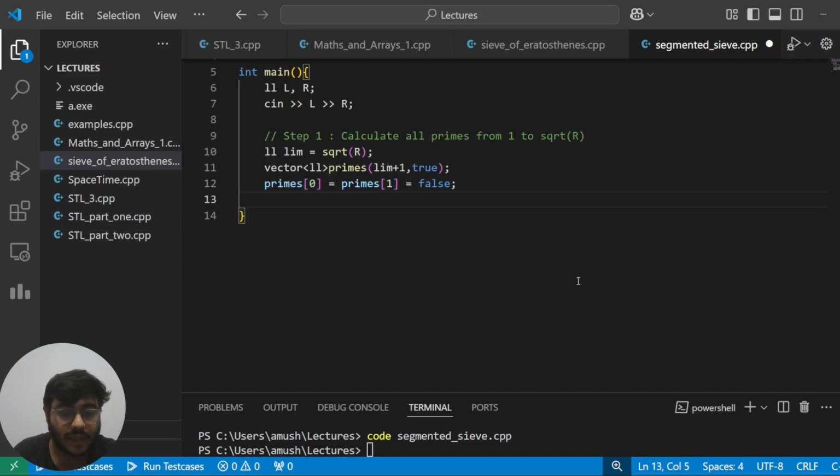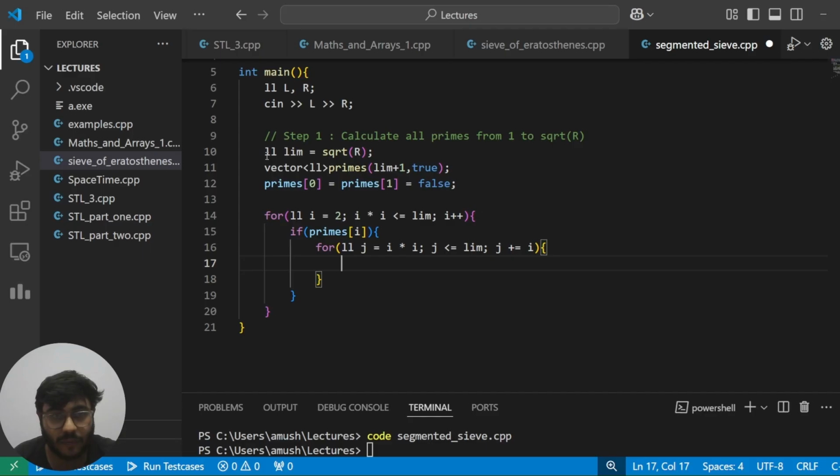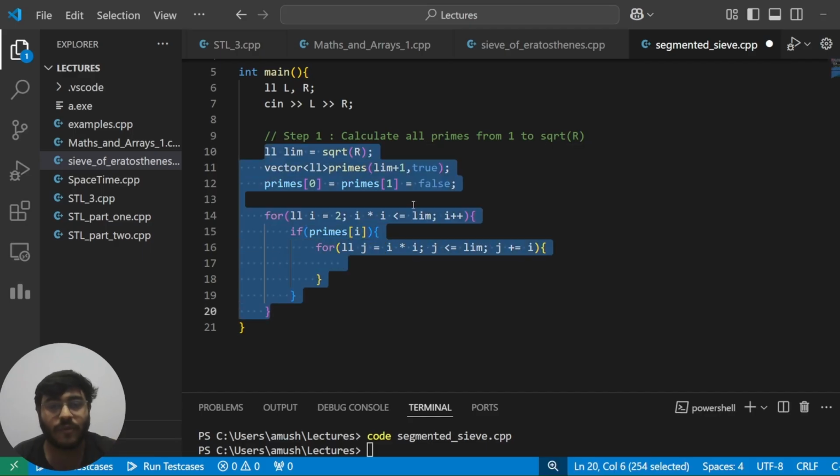Okay, so now we'll start our step 1. As we know, for i equal to 2, i into i less than or equal to limit, and i plus plus, if primes of i, since it is already prime, then for long long j equal to i into i, j less than or equal to limit, and j plus equal to i. You can go back and refer to the code of the sieve of Eratosthenes. What we are writing here is basically the normal sieve of Eratosthenes code.